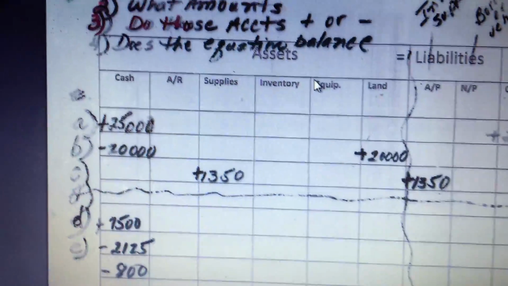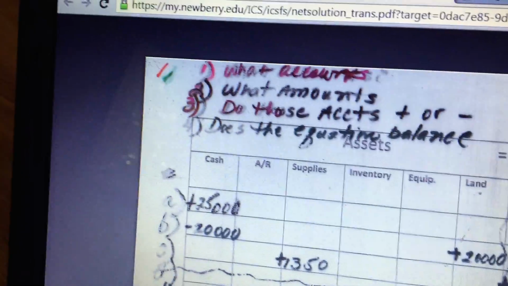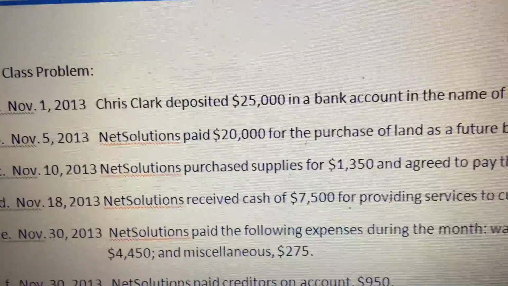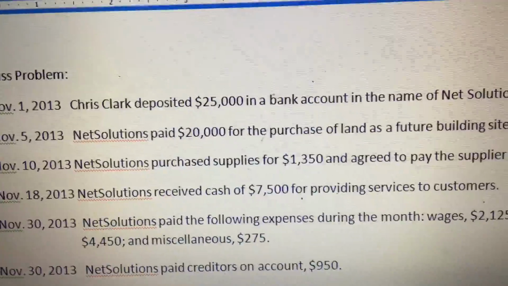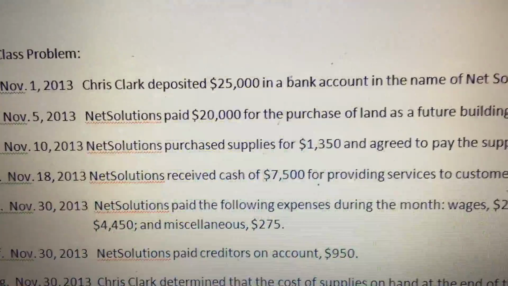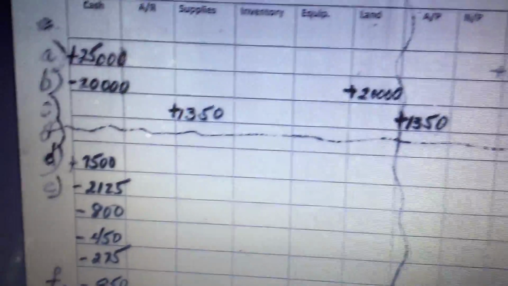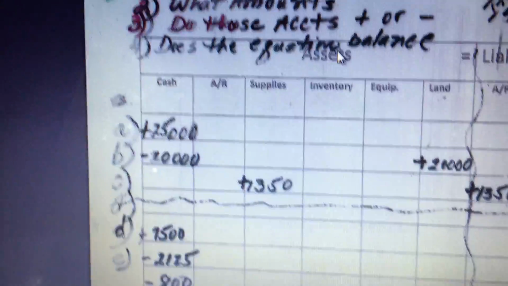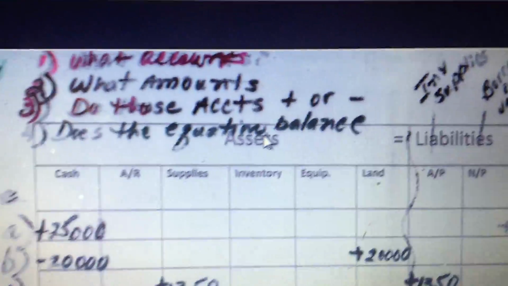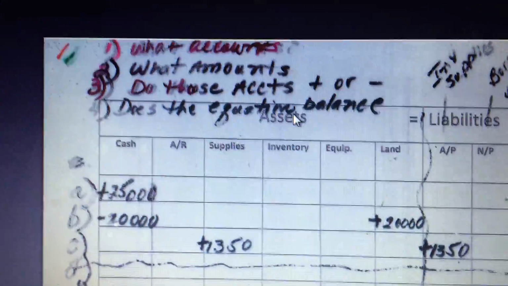Now, we need to look at what the second transaction was. So if you go back to your screen where the second transaction was, it said on November the 5th, Net Solutions paid $20,000 for the purchase of land as a future building site. Okay? So you can look at your sheet here. Now we won't always have these sheets, but you do for the homework here. And we want to look at the 20,000 there. We invested cash to purchase land.